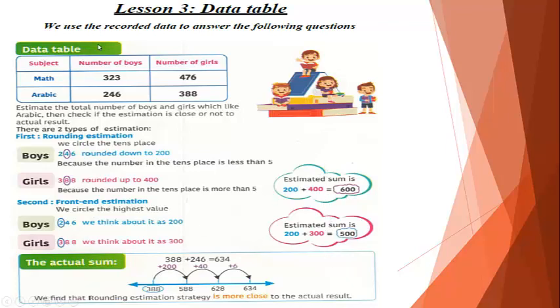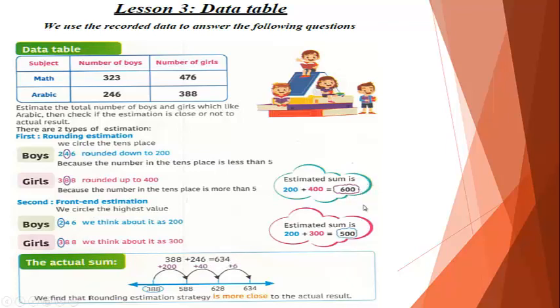Okay, I'm going to add the two numbers, 246 plus 388. 6 plus 8 equals 14, 4 and carry up 1. 1 plus 4 equals 5, 5 plus 8 equals 13, 3 and carry up 1. 1 plus 2 equals 3, 3 plus 3 equals 6. So the actual sum is 634. Okay, this is the actual sum, 634.